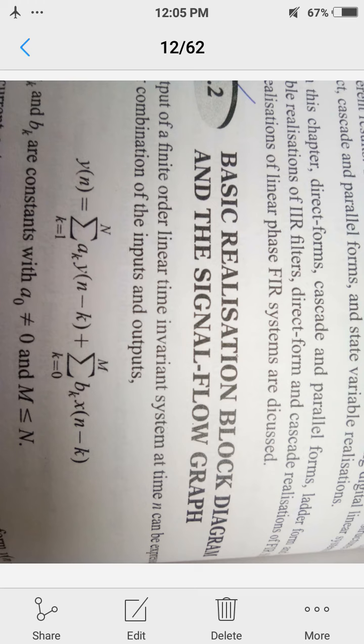And the chosen form or structure will determine the computational algorithm. Generally different structures give different results, and the most common methods for realization of a digital system are the direct method, cascade or parallel form, or the state variable techniques. So we will be studying various forms, direct forms, cascade, parallel forms or ladder forms for the realization of the IIR filter. And we will also be studying the various techniques for realization of FIR filters.